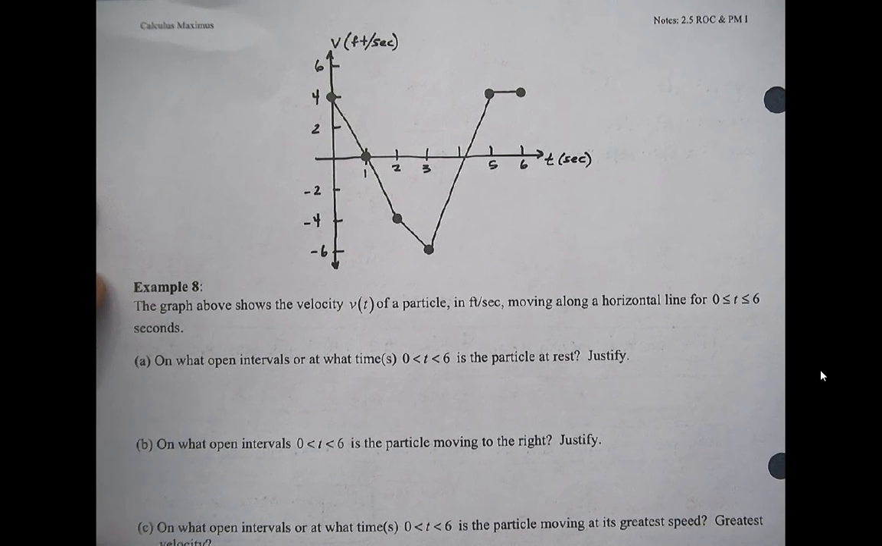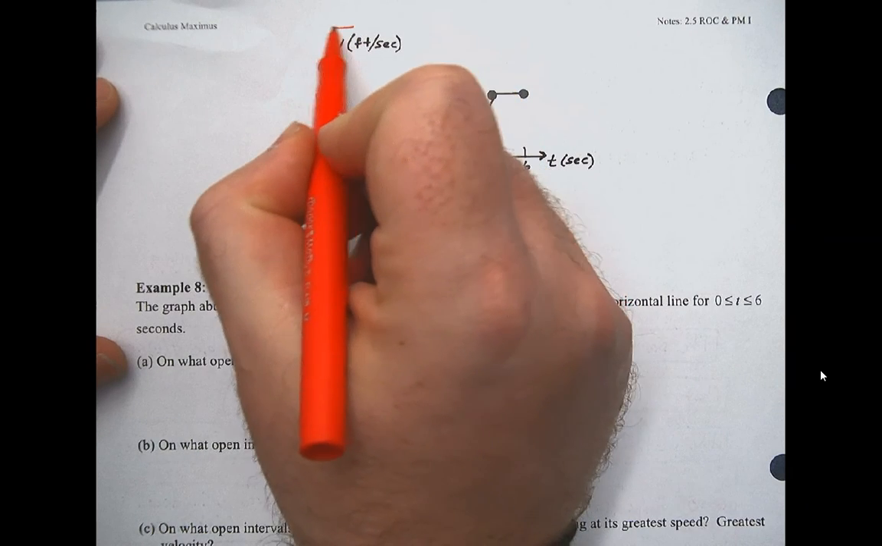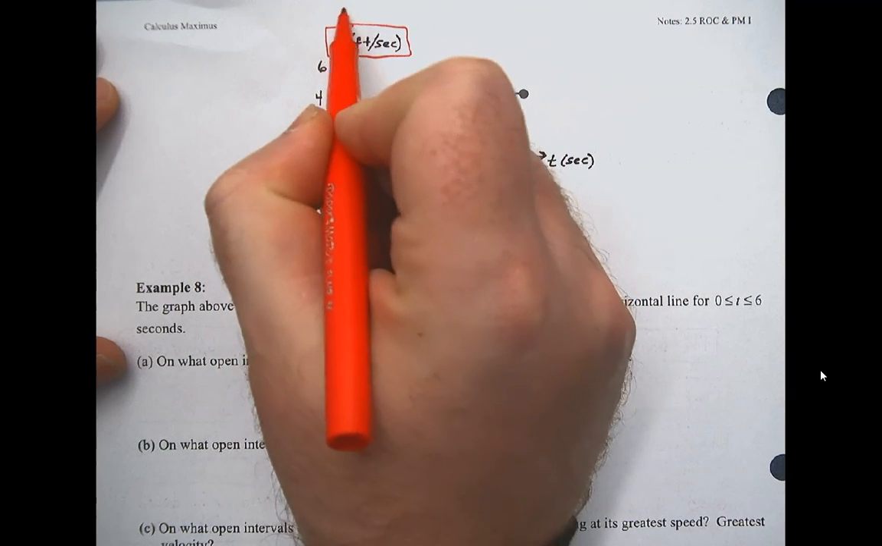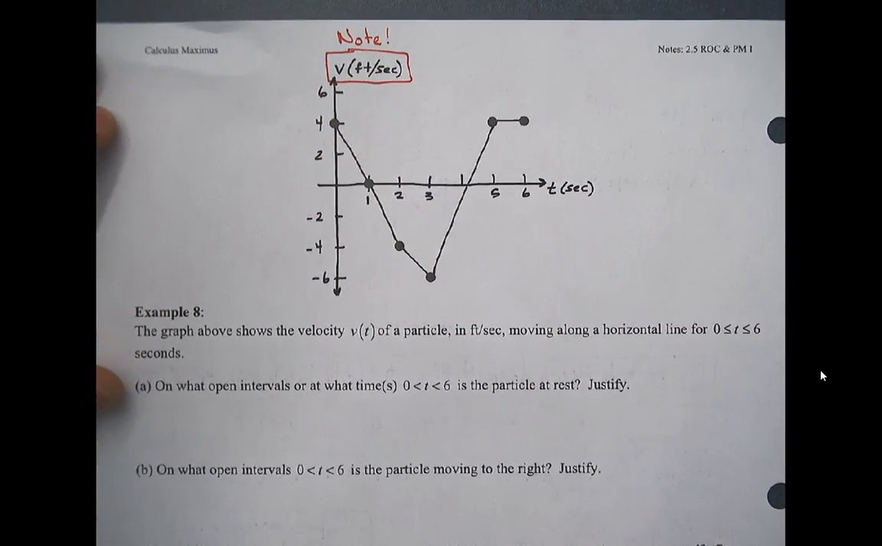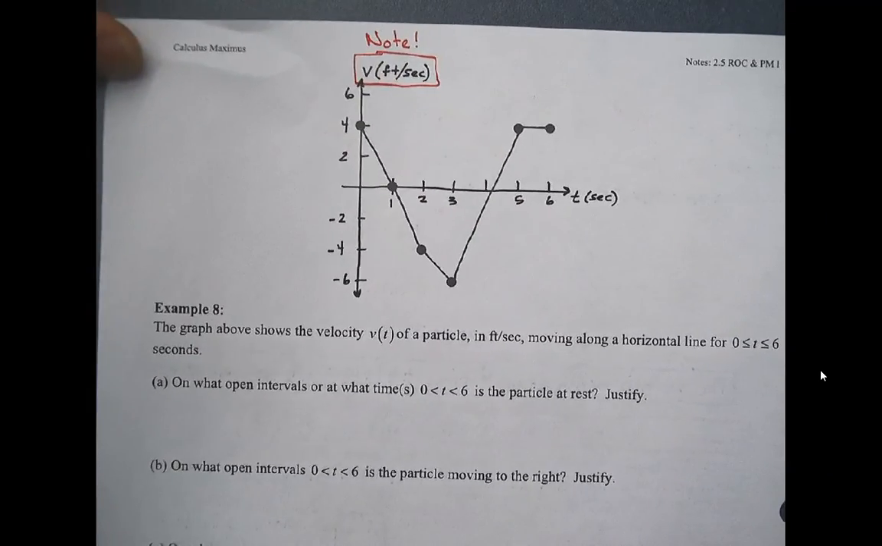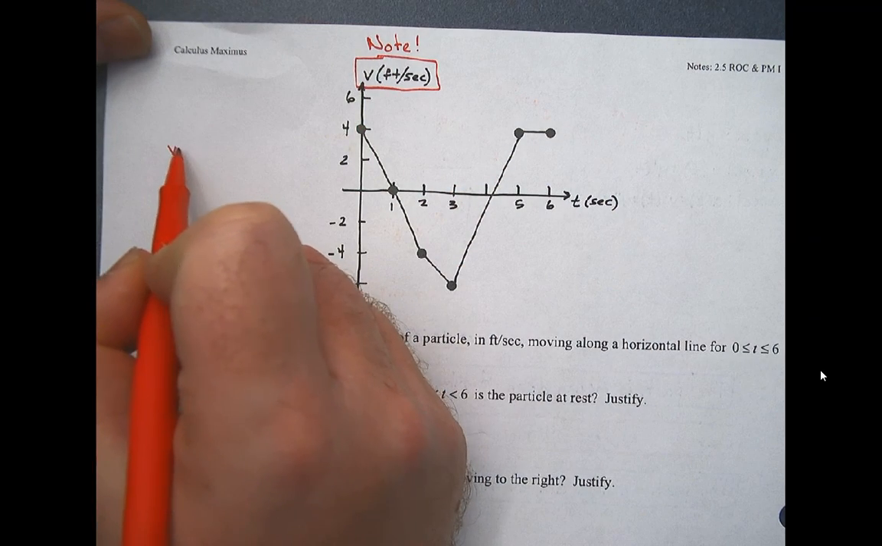Okay, here we go. Ooh, this is interesting. Right off the bat, when I look at my picture, well, let's read it. The graph above shows the velocity v of t. So the first thing that I'm going to highlight, note, this is a picture of velocity. This is not a picture of position. This was a picture of position. So now this is a picture of all of the slopes. So now we have a picture of velocity.